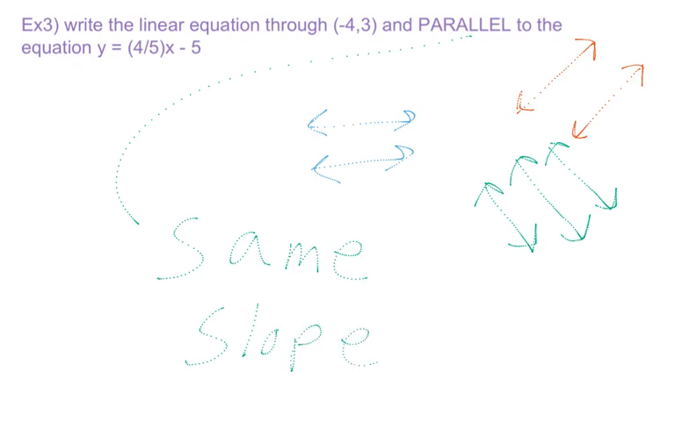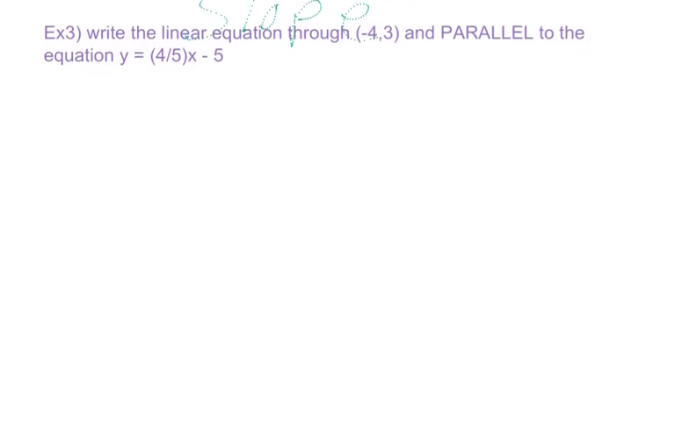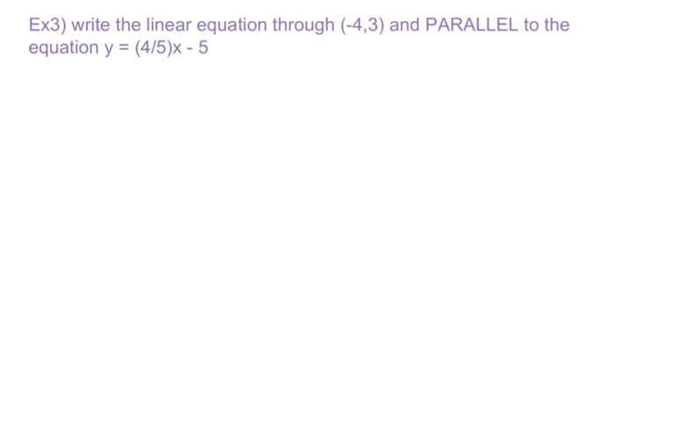So what I know then is that the slope of the equation I have to write is 4/5. And so I can use that and work with that and then plug in that point. So right away, what I know is my equation is going to be y equals 4/5 x plus b.